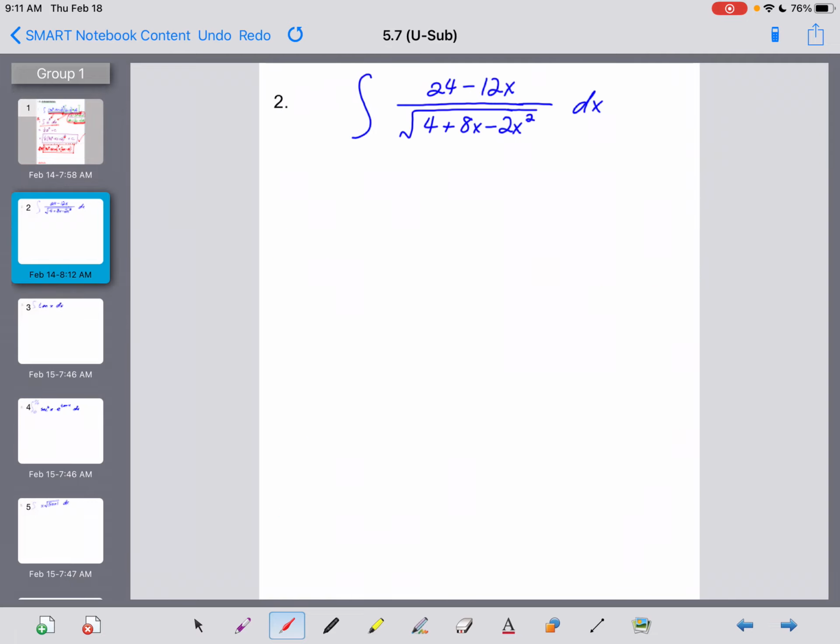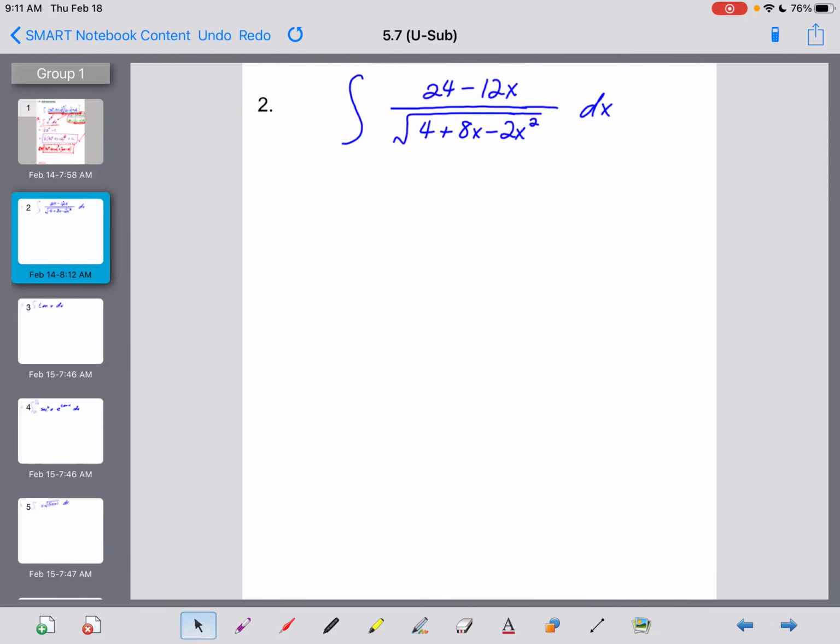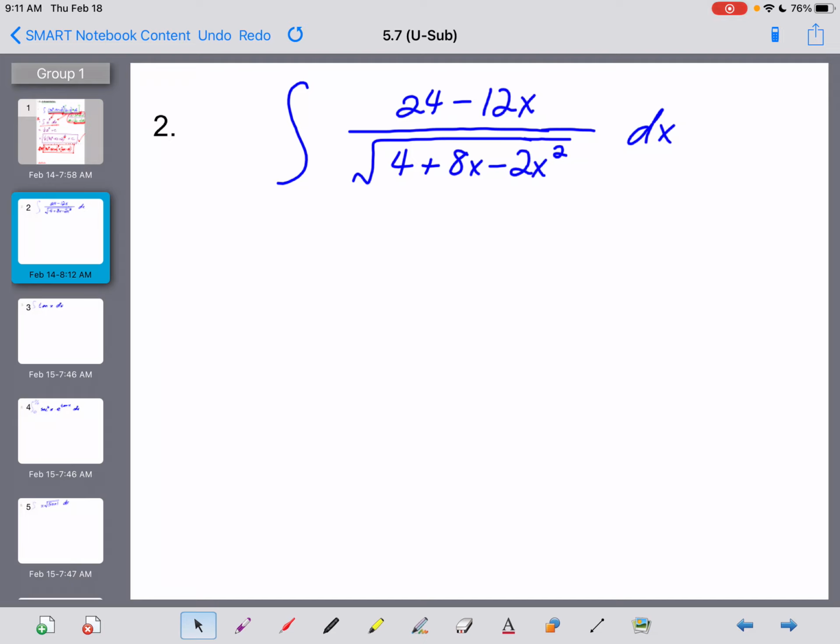Okay, let's move on to another example, everybody. This one looks a little bit different. We're doing an integral of a fraction now, a function with x's on both the top and the bottom. And on top of that, there's a radical on the bottom as well.